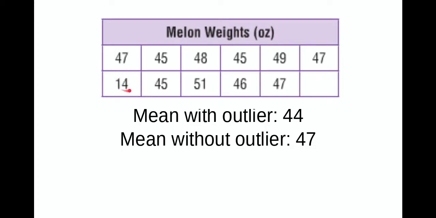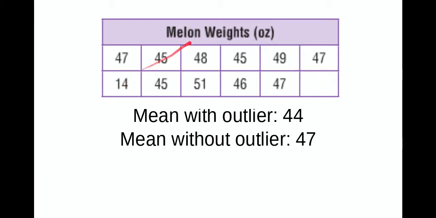So all these numbers that are in the 40s and this 151, add them all together, get a sum, and then divide that number this time by 10 because we removed one number from our data set. And that should give you 47. So now you see the effect the outlier had on your data.